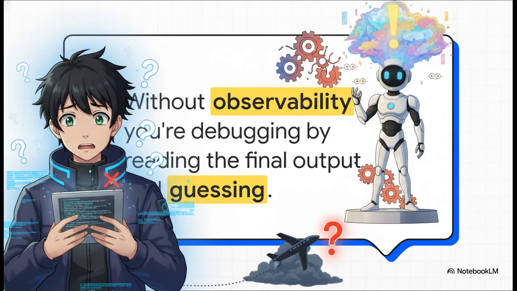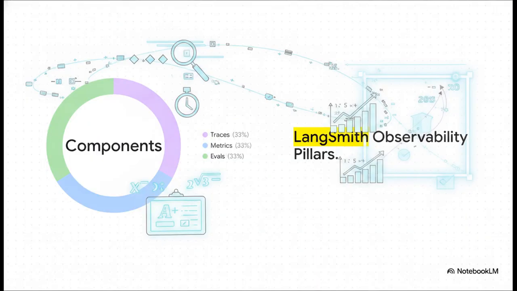There's no stack trace. You have no idea if the search agent failed or if the analyst agent just misinterpreted the data. Without visibility, you are literally flying blind. The fix for this is using an observability platform like Langsmith to transform that unpredictable black box into a fully measurable system. This relies on 3 main pillars.